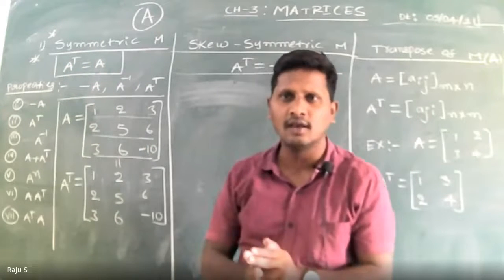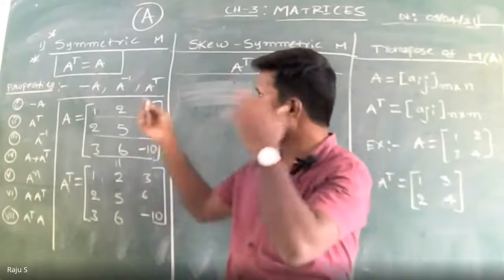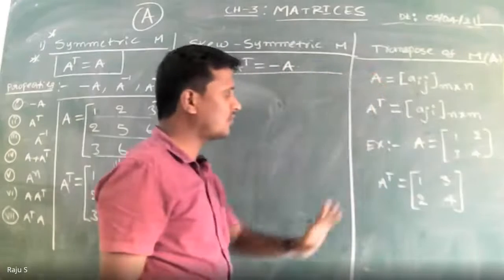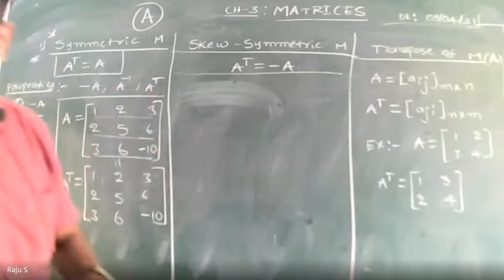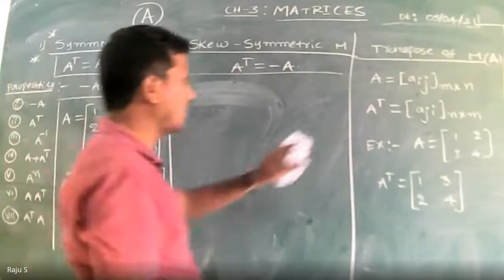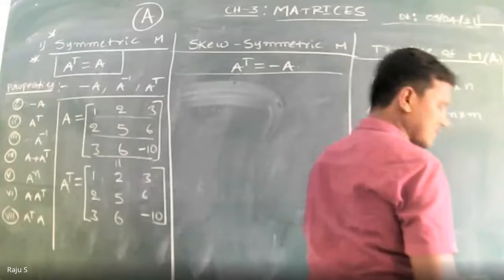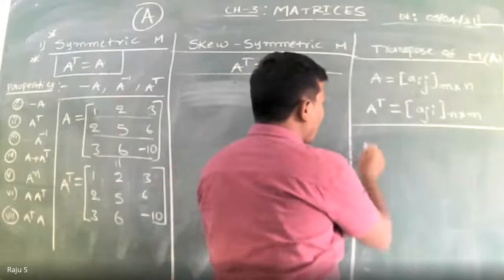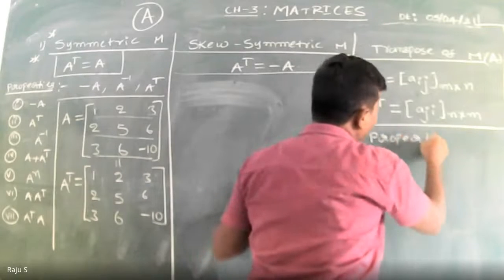In the same way, we will see the properties of symmetric matrices and also the properties of the transpose of a matrix. Okay, so I think you got an idea about transpose. Transpose means interchanging rows as columns and columns as rows. And the transpose of a matrix has some properties. What are the properties of the transpose of a matrix?